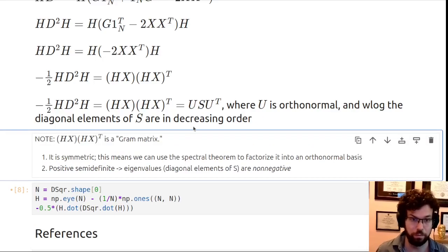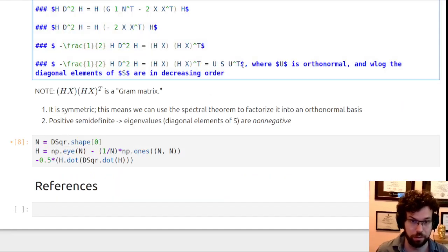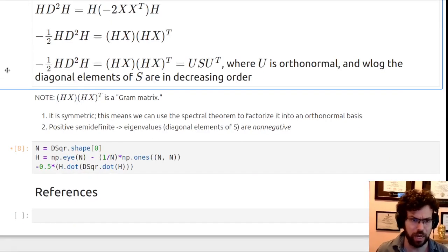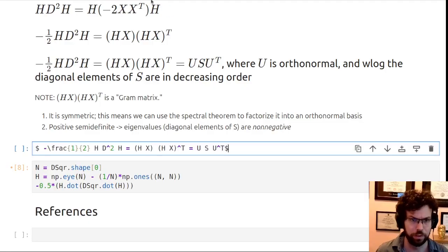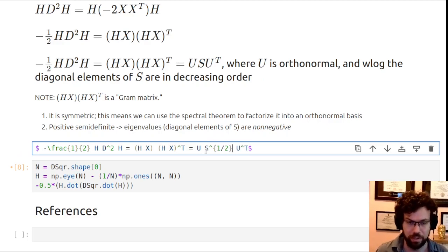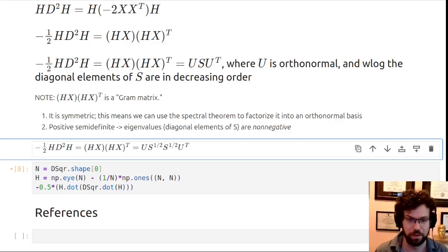That's really useful for us because, since the elements of S are non-negative, we can take the square root of S and factorize it so that this equation can be written with S to the 1/2. I'm taking this diagonal matrix S and just taking the square root of all the elements. And doing that, S to 1/2 times S to 1/2 is S.